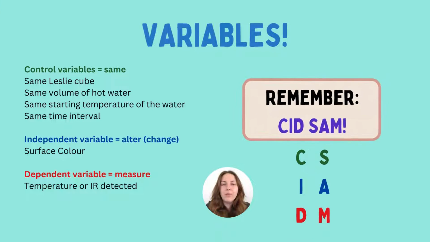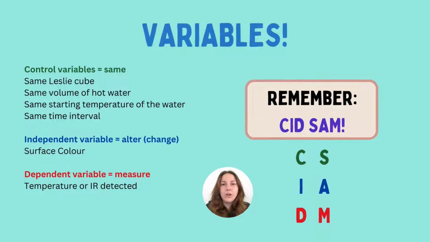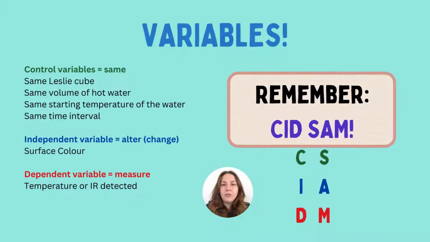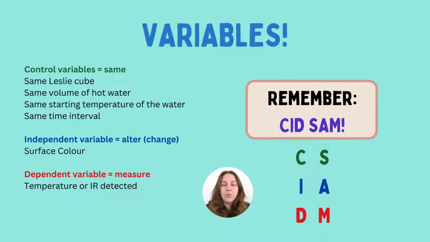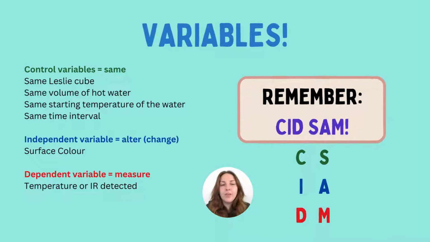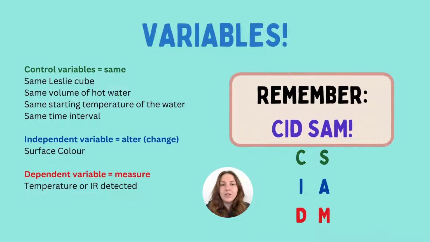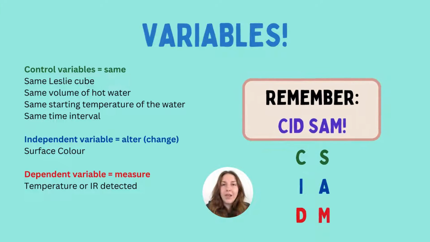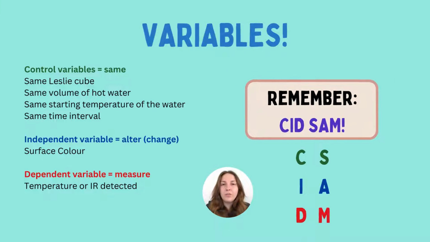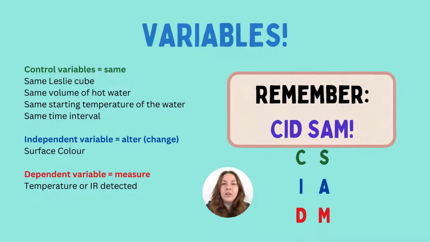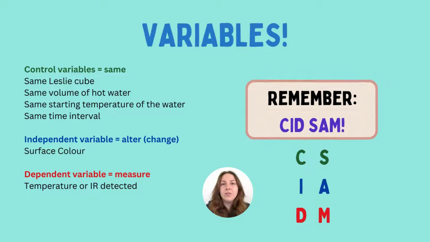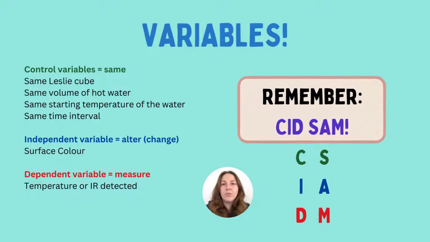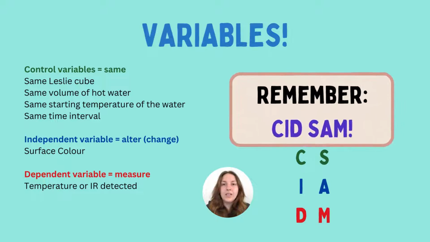So how do we remember what variables are and what do we know about them? There are 3 variables you should know: independent, dependent, and also control variables. The way I remember this and help my students remember this is SID-SAM. So it stands for C for control, S for same. So a control variable is something you keep the same, and you do this because it allows you to compare results across different sets of data. So that's a really great and key idea for you to know.